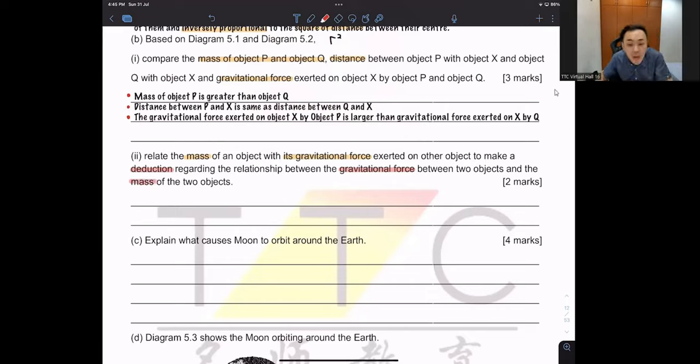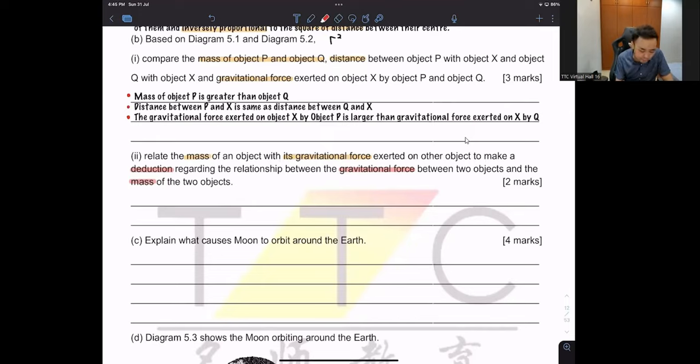Now, first thing we relate first, easier, right? Literally, the mass and gravitational force, what is the relationship between them? Don't say directly proportional, I said already. So you mention: as the mass of an object increases, the gravitational force exerted increases.